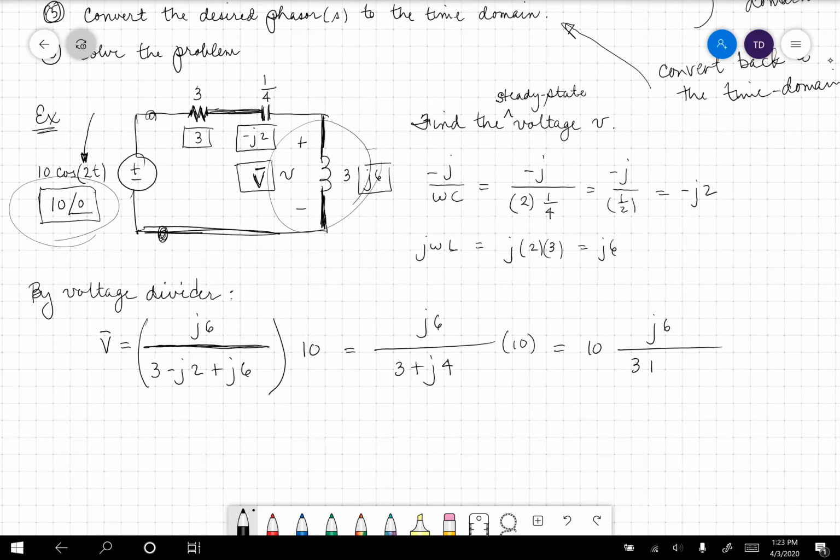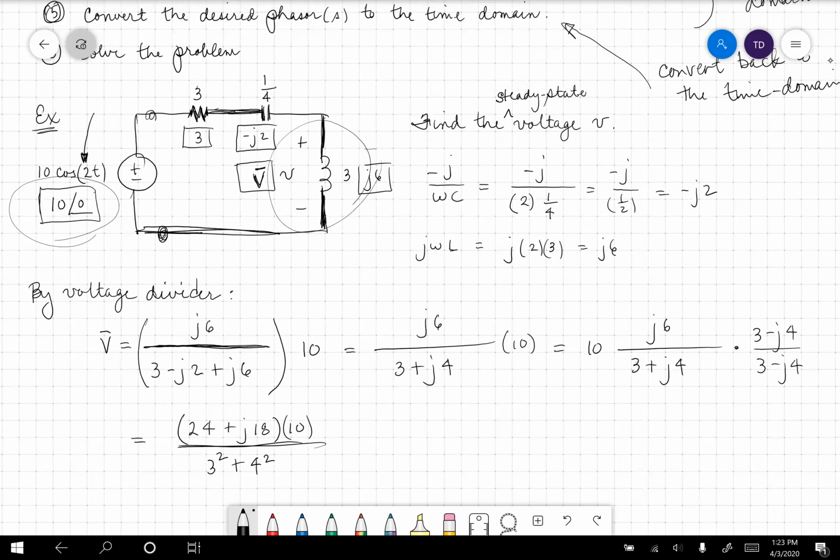And this is what I'm going to do. I'm going to clean this up by multiplying by 3 minus J4 over 3 minus J4. So when I do that, I get the following. In the numerator, I get J6 times minus J4. The J's with the negative sign become positive, and that's going to give me a positive 24. Then the J part is going to be J6 times 3, J18. There's my 10 that I still have in the numerator. And we know in the denominator we're going to get 3 squared plus 4 squared.